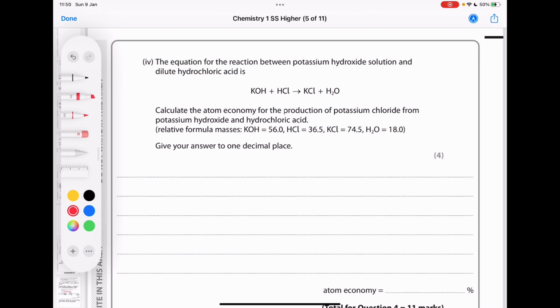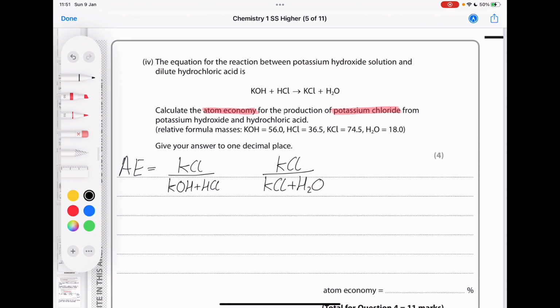Part 4 is asking to calculate the atom economy for the production of potassium chloride. Atom economy is essentially the efficiency of a reaction. It is the mass of the useful product divided by the total mass in the reaction. There are two ways of working this out. We can either do the mass of the useful product divided by the masses of all of the reactants, or we can do the mass of the useful product divided by the mass of all of the products. It does not matter which way round you do this, we get exactly the same answer for both.